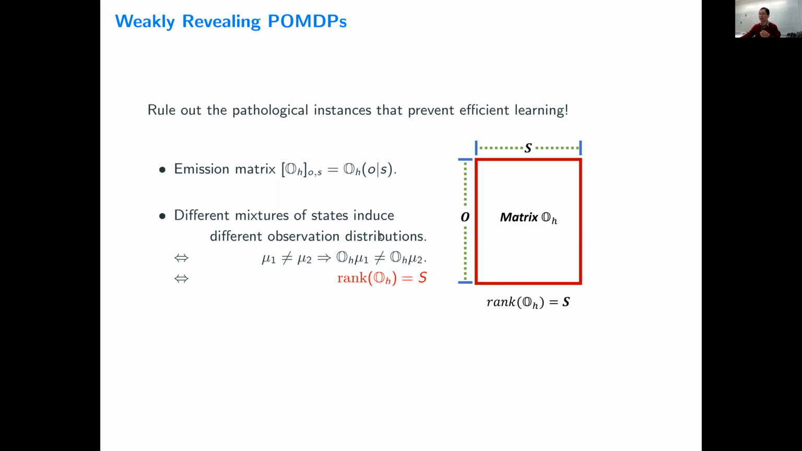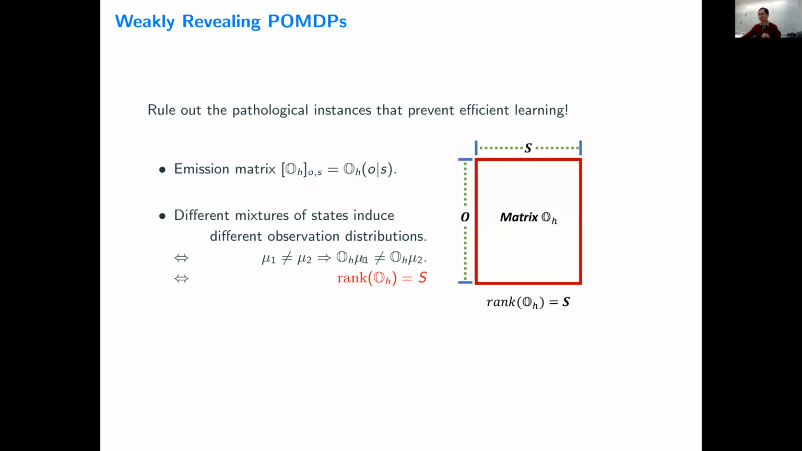Okay, so what we say is if we have two distributions over states, let's say mu1 and mu2, where mu1, for example, has 1/3 probability in state 1 and 2/3 probability in state 2, while mu2 has 1/2 probability in state 1 and 1/2 probability in state 2. So those are two distributions over states. If mu1 is not equal to mu2, then the observation distribution induced by these two state distributions will also be different. So basically OH applied on mu1 will also be different from OH applied on mu2. We just require this observation distribution to be different.